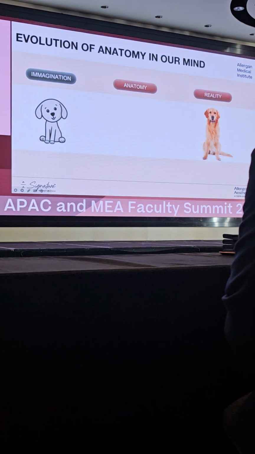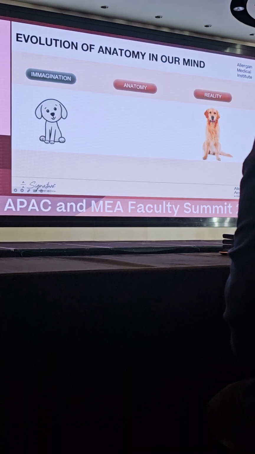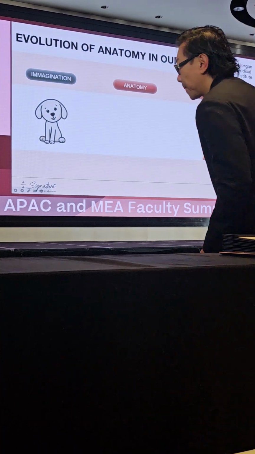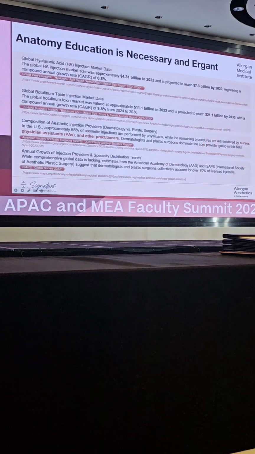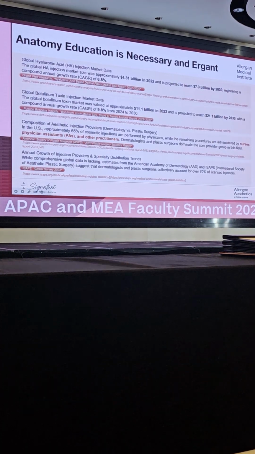But the problem is the anatomy our brain tries to depict for us during reading is just like the cartoon dog. But the real anatomy is just like a real dog. There's a huge gap between these two. So what anatomy teaching is trying to do is bridge this gap by showing us the details and the outlines, the reality of the real anatomy structures.